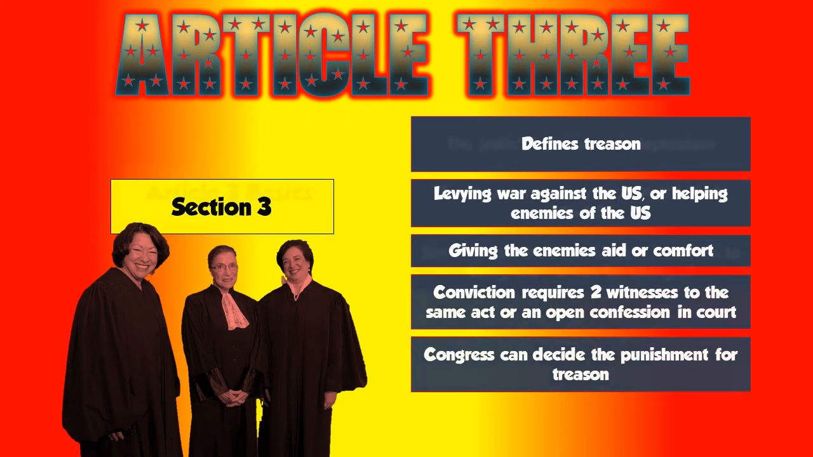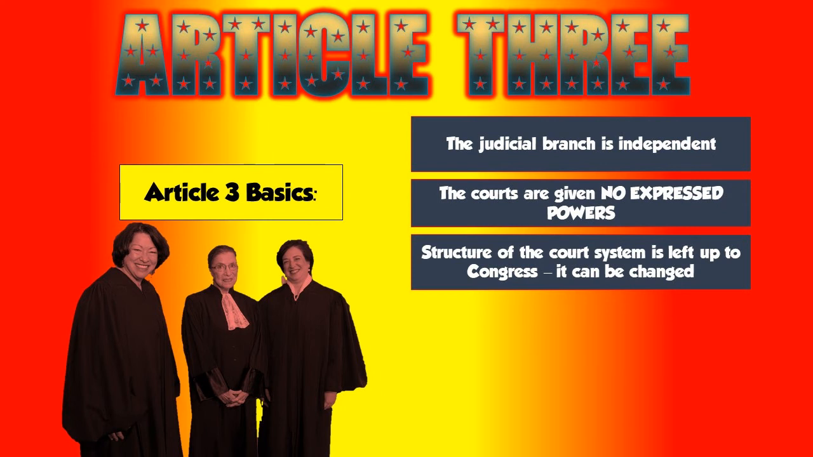All right, so thinking about Article 3, we've already gone through everything it says. So what to keep in mind? First of all, the branch is independent. It is not controlled by Congress. It is not controlled by the president. It is separate from Congress and president. So this is what gives it the power to rule against them.